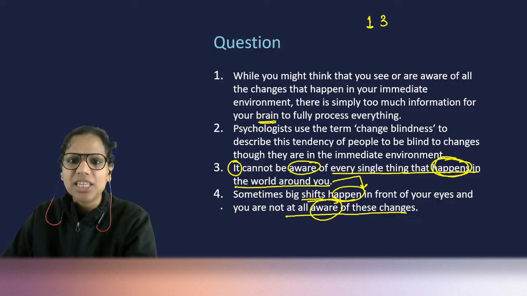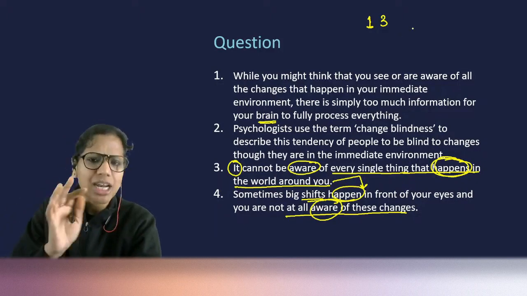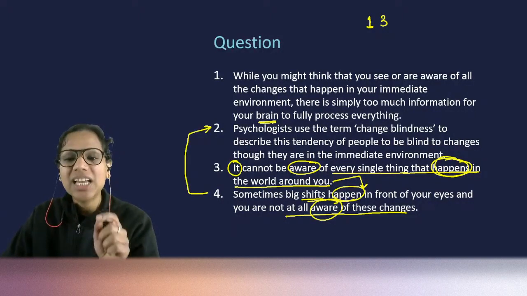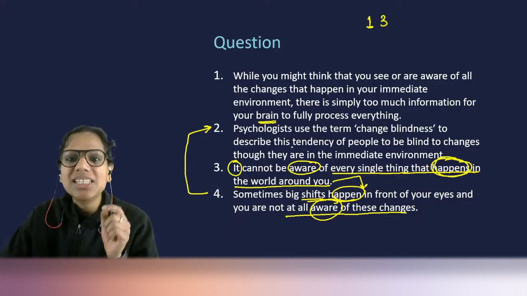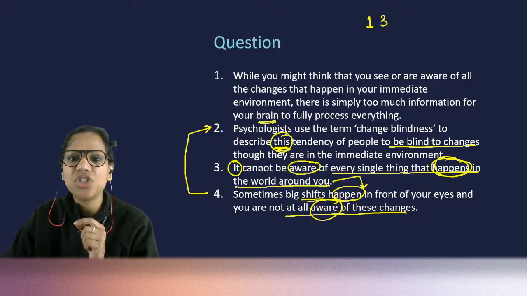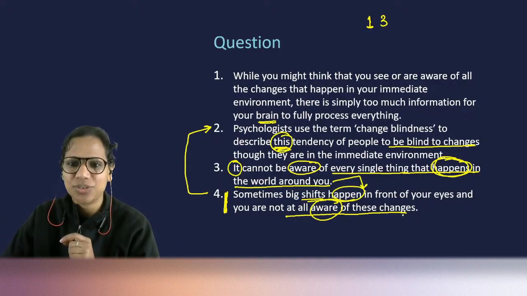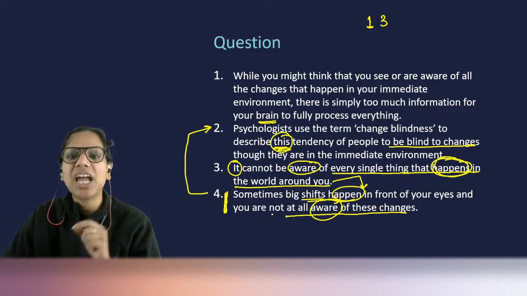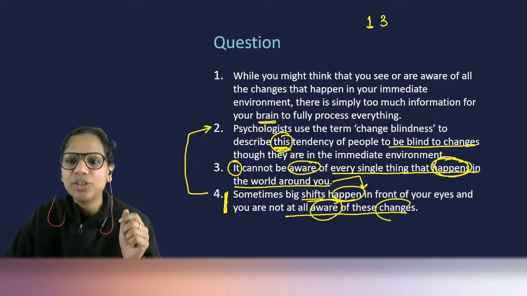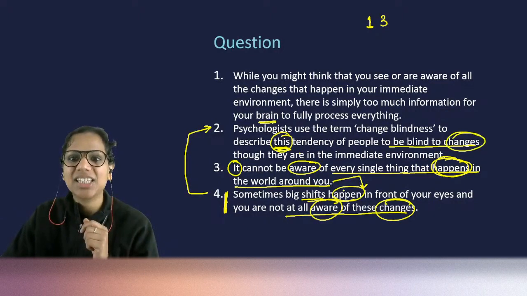And if let's say you think, okay, but how can I make 3 4 a pair? Right now, don't make it a pair. But you should be able to spot this that 4 2 is a pair. Okay. See this, because in 2 we say this tendency of people to be blind to changes. This tendency, which tendency? The one that we just discussed in 4. Big shifts happening in front of your eyes and you are not at all aware of these changes. So, this tendency to be blind to changes, right? Even though they are in the immediate environment. So, 4 2 is a pair.